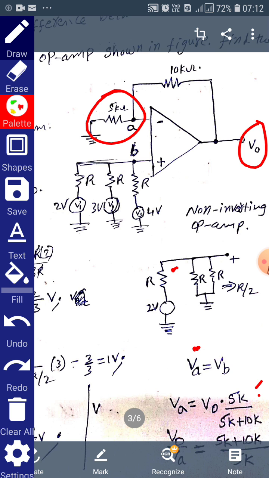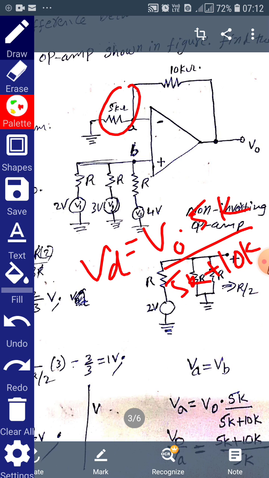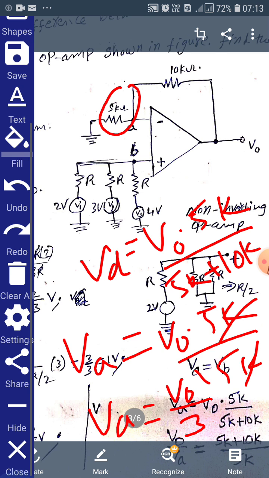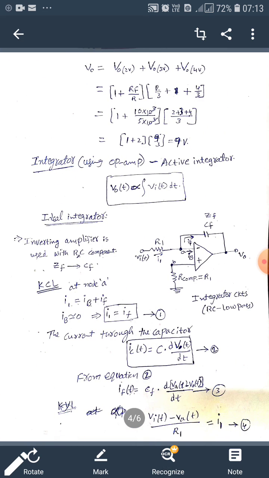So V naught is divided between 10 kilo ohms and 5 kilo ohms. VA is the voltage divided between two series resistors, 5 kilo ohms and 10 kilo ohms, and we want the voltage across 5 kilo ohms. So V naught into 5K by the total resistance, 5K plus 10K. VA is equal to V naught into 5 kilo ohms by 15 kilo ohms. The kilo ohms get cancelled, we get V naught by 3. So VA is V naught by 3, and due to virtual ground we can consider VA equal to VB.